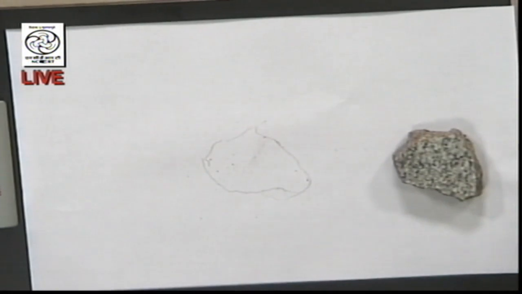Suppose I have this rubber band, and if I stretch it, I can change its shape, isn't it? And if I stretch it longer, it can break. But still we say this is solid because it can regain its shape back.